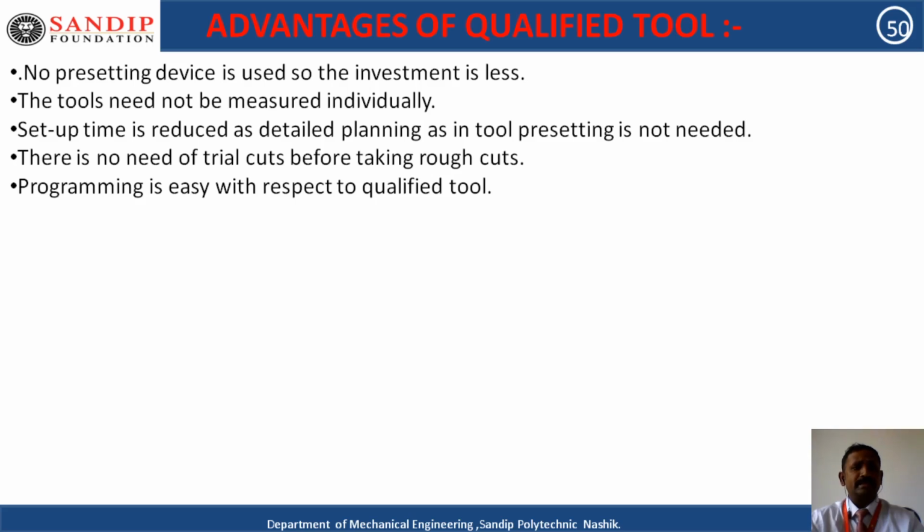So programming is easy with respect to a qualified tool. Programming should be easy with respect to that qualified tool, because if it is manually operated, some part may be changed, so we can measure, or we can do this program by the trial and error method. There may be chances of a direct effect on the workpiece, so to avoid that, we get the exact correct value on the same program. That's why a qualified tool is used.